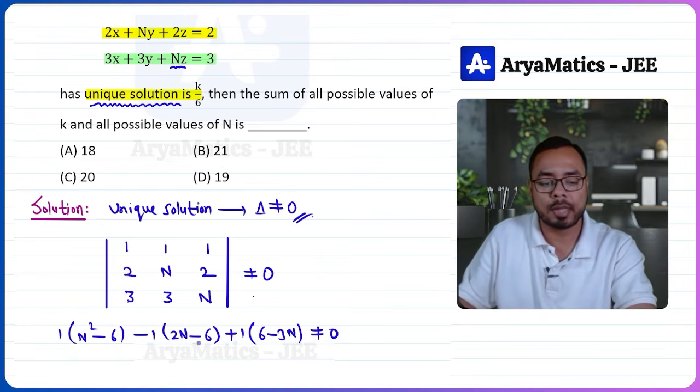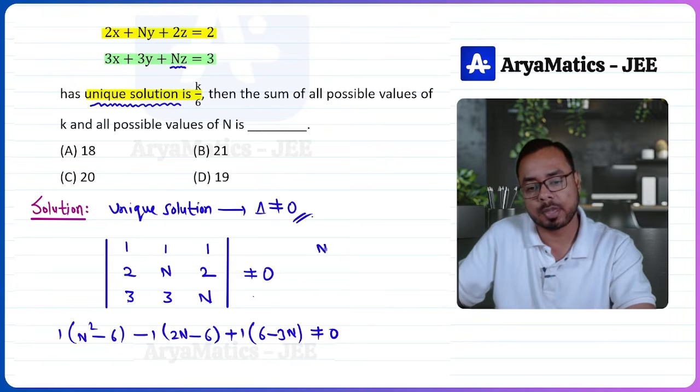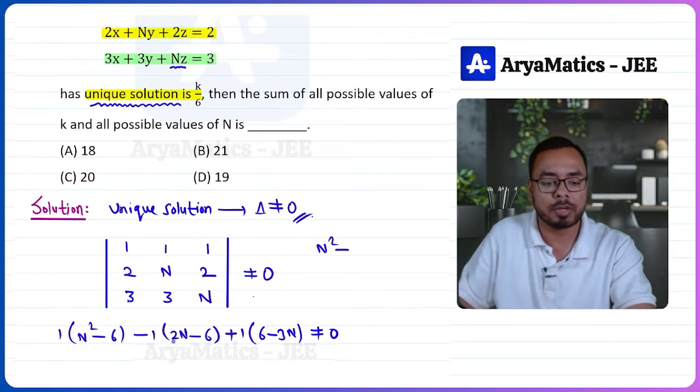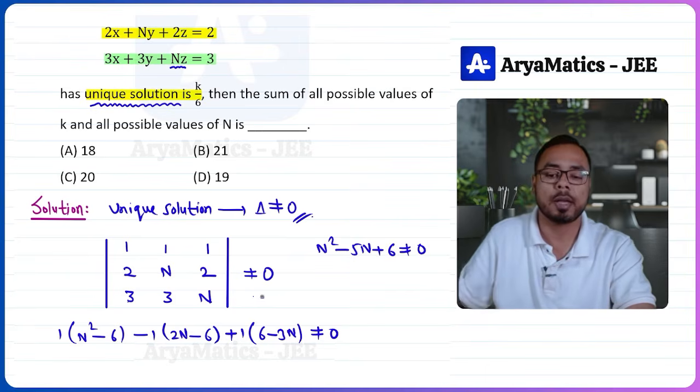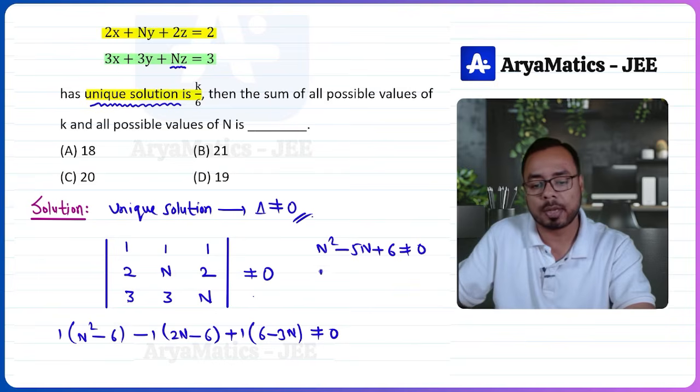Now from here you can see that this -6 plus 6 will cancel. So we are getting n² - 2n - 3n, so that will be n² - 5n + 6. This is non-zero, right? And now by splitting the middle term, we can create the factors. So we are going to get (n - 2)(n - 3), and this is non-zero.